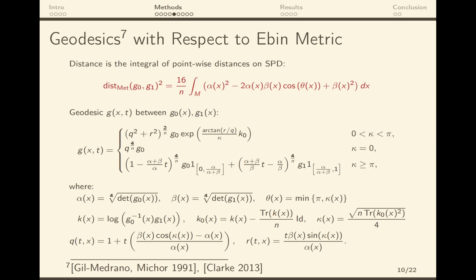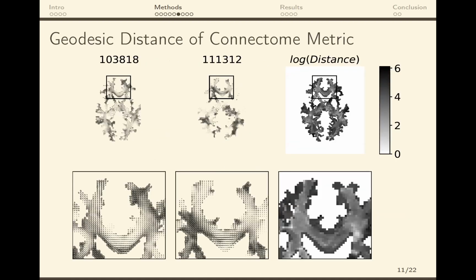Here is some mathematical detail on these explicit formulas. I won't go into it here, but I present it for those of you who are interested. Notice that the distance formula is an integral of pointwise distances on the space of symmetric positive definite matrices. Now, because it is the integral of these pointwise distances, we can visualize the distance between two connectome metrics.